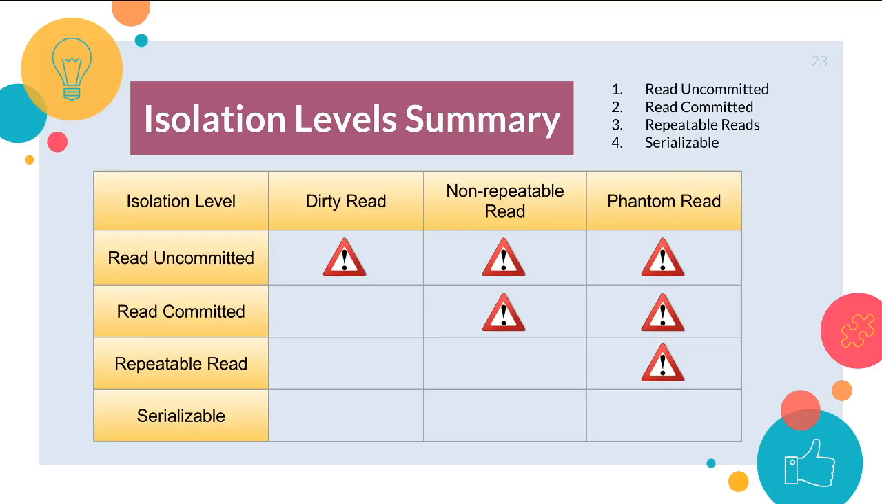We can summarize the concurrency issues for each isolation level as seen in the table. The isolation level with the most number of concurrency issues is read uncommitted, whereas the isolation level with the least number of concurrency issues is serializable.